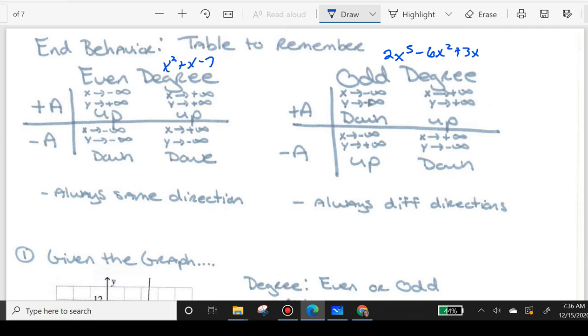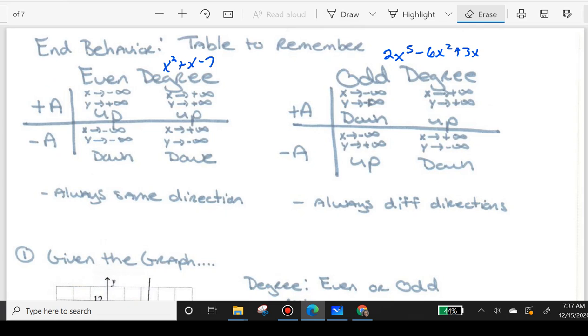The next thing we look at is the leading coefficient. The leading coefficient is denoted by the a. The plus a means that the leading coefficient is positive, the negative a meaning that the leading coefficient is negative. Again, if it is even degree, it's going to go in the same direction for the end behavior. If it is odd degree, it's going to go in opposite directions.